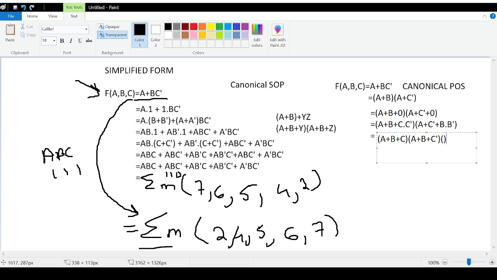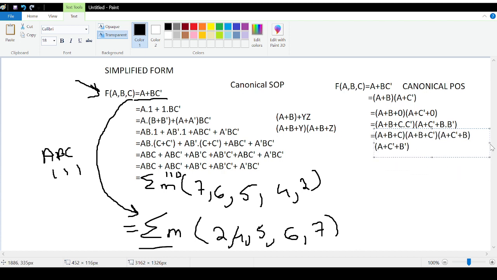Okay, what's the next term going to be? A plus C bar plus B, and then A plus C bar plus B bar. Give me a moment, please. A plus C plus B bar, C bar. A plus C bar, plus B bar. A, C bar plus C.